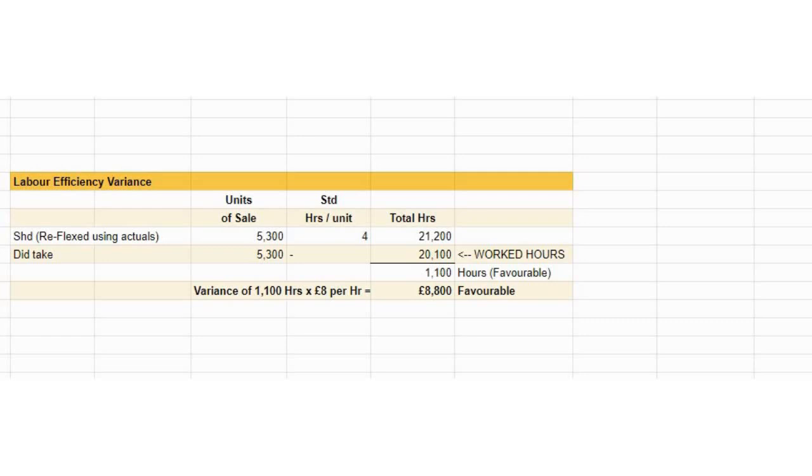And so also the next thing is, we found out the number of hours it should have taken to produce 5,300 units, and how many hours did it take? It took 20,100. Notice those hours are the actual worked hours. Doesn't mean the idle time hours.